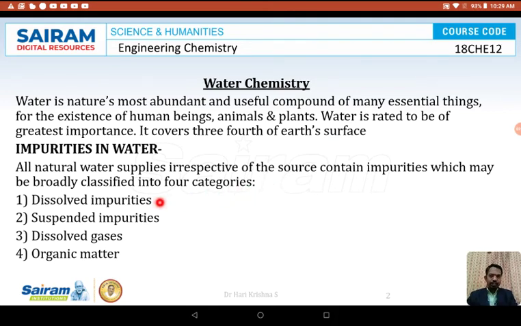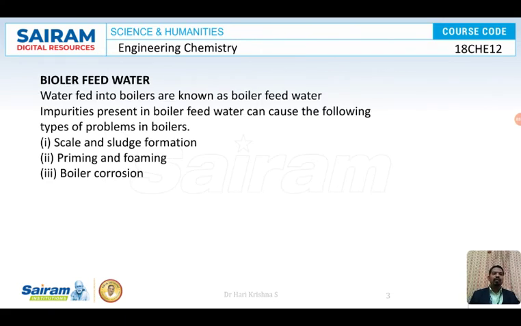It contains dissolved impurities, suspended impurities, dissolved gases, and organic matter. These are the impurities present in the water. So the water which is used in industries should be free from all these impurities. The dissolved impurities can be purified, and the natural impurities can also be removed.